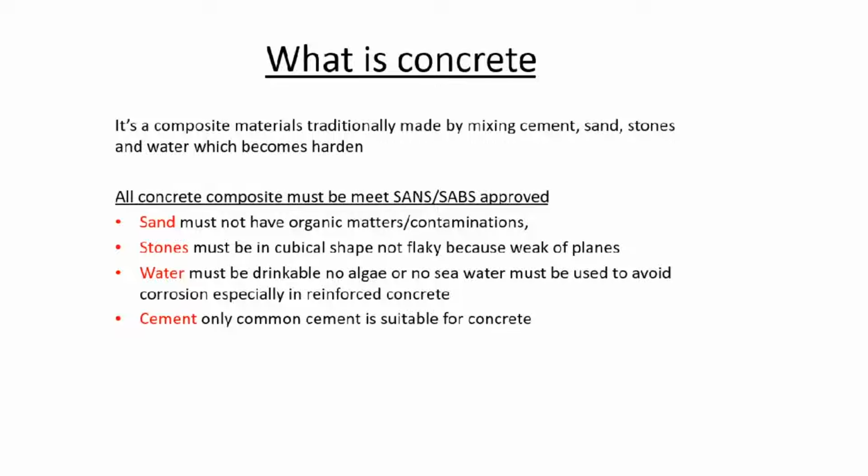And then Portland cement. So we've got 2 different types of cement, which is a common cement and a masonry cement. So when you are mixing the concrete, you must use only the common cement, which is suitable for concrete, because it has the higher strength, and then it has the durability as well.